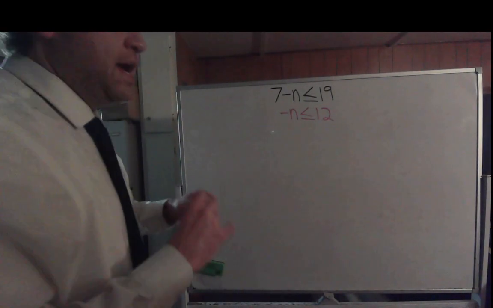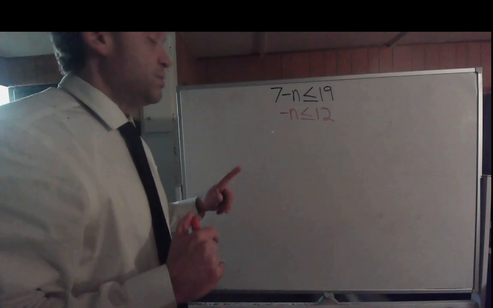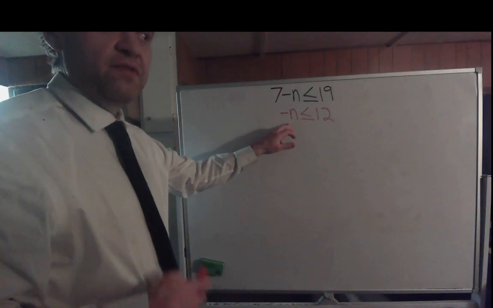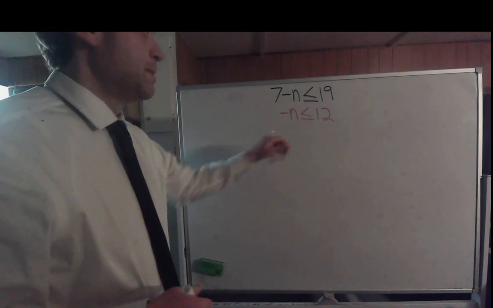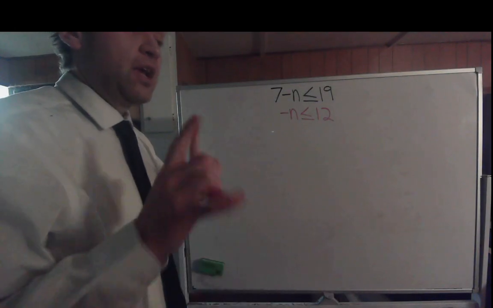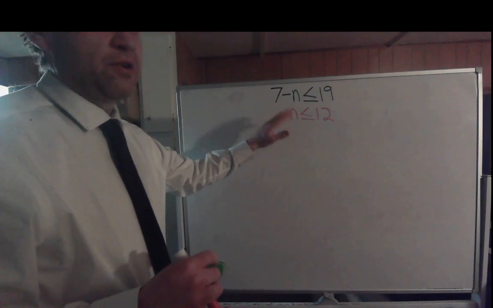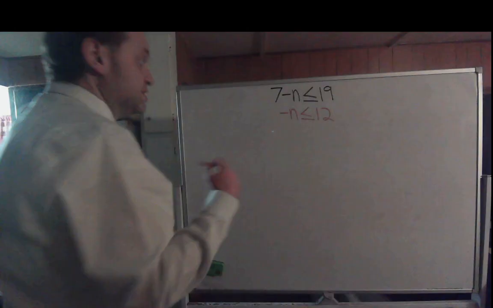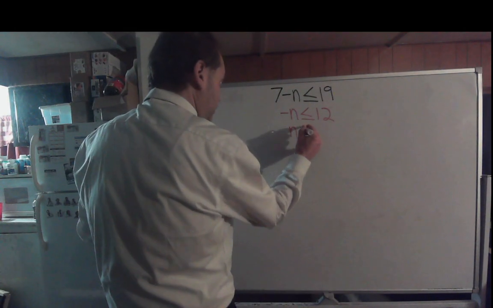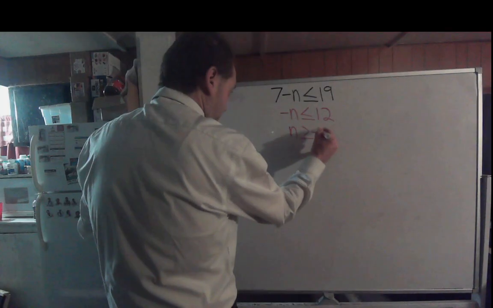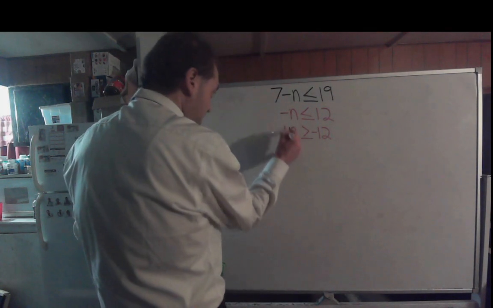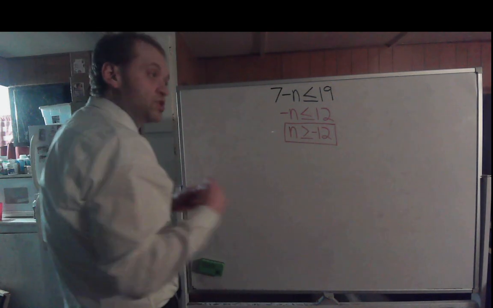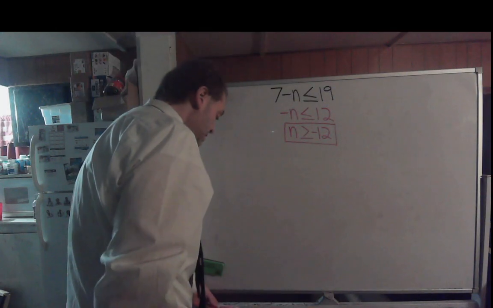Now, anyone remember what we do when we have to divide by a negative sign? Because we obviously want to turn negative n into positive n to solve for n. Whenever you have an inequality and you have to multiply or divide by a negative sign, it flips the sign. So this will become n is greater than or equal to negative 12. So you would end up having that n is greater than or equal to negative 12 for your solution.